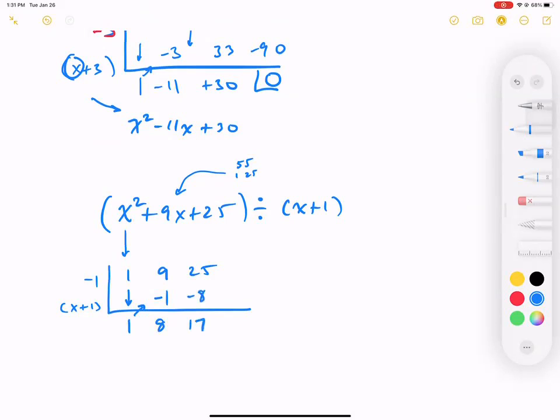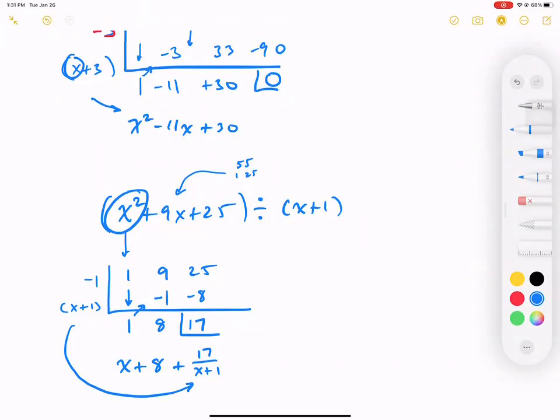Now I'm going to draw a box over my last number. I always draw a box over my last number to remind myself, hey, that's not part of the final answer. That's my remainder. So going from x squared, drop 1, this is x plus 8. What's the remainder? The remainder is plus 17 over x plus 1. Remember, I tried to divide by x plus 1, and we couldn't do it. We had a remainder of 17. So this is how we have to rewrite our final answer.